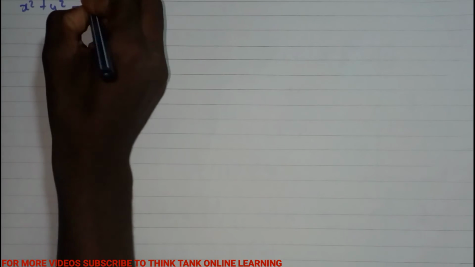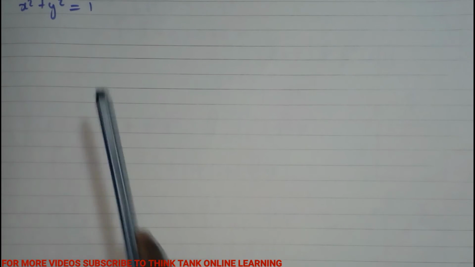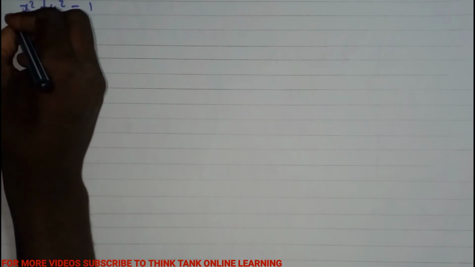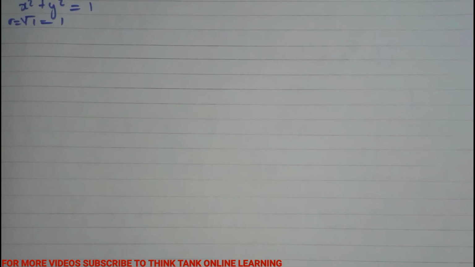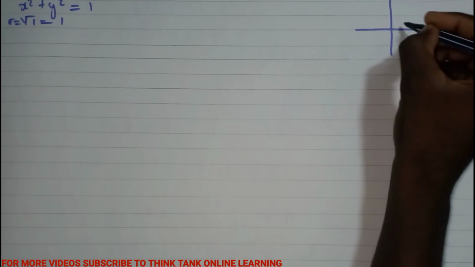I'm going to start with a simple equation of a circle. This is the equation of a circle, but in space it becomes the equation of a cylinder, since a cylinder is just a collection of circles. Given this problem, the radius is equal to the square root of 1, so the radius is 1, since the equation of a circle is in the form x squared plus y squared equals 1. If I sketch this, I will have my circle.